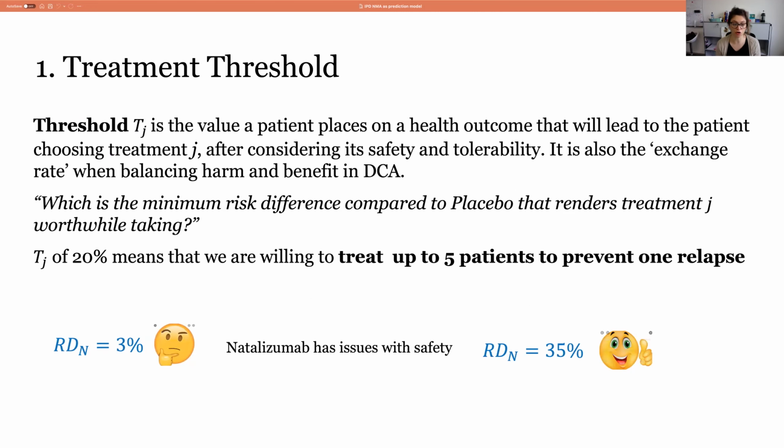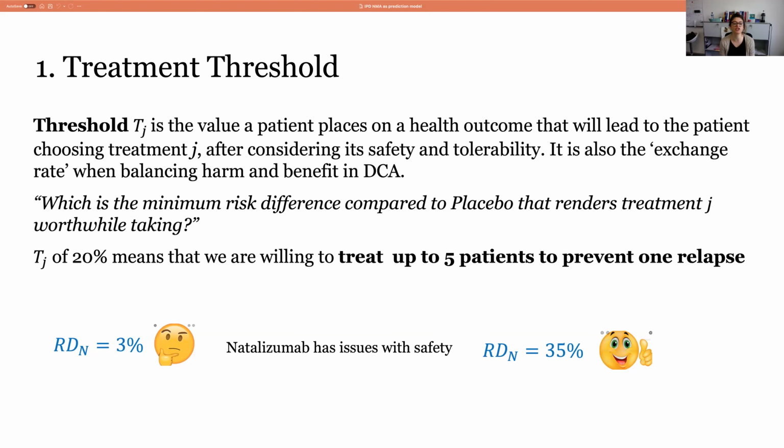So a threshold, which is specific to treatment J, is a value that the patient places on a health outcome, like the relapse rate in our case. It's the value that the patient places on a health outcome that will lead the patient to choose treatment J after considering its safety and tolerability. And it's also used as an exchange rate, balancing harms and benefit in the decision curve analysis.